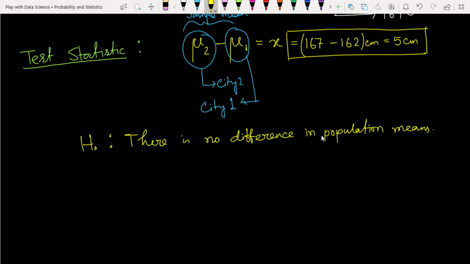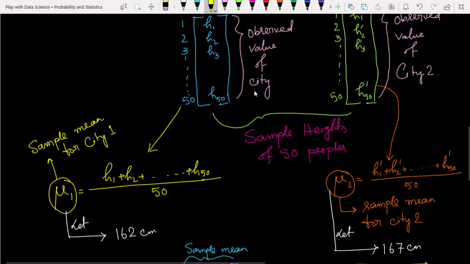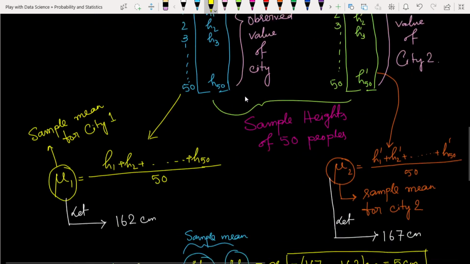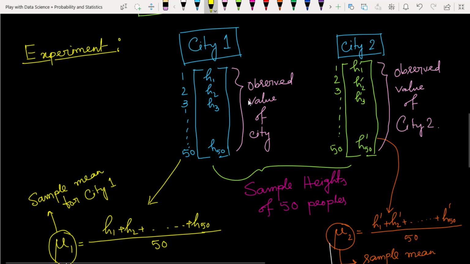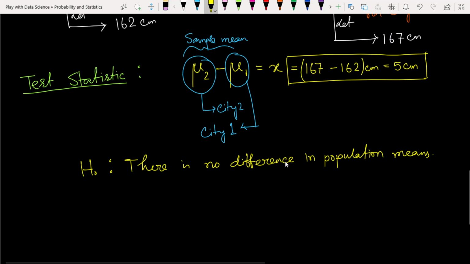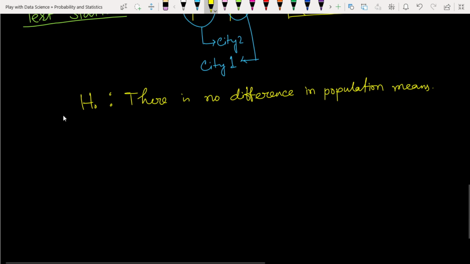This is the first thing, but we have to find the difference of the sample mean, because it is impossible to calculate the population mean for these two cities. So in designing the experiment, we have taken the sample mean, but we have assumed that there is no difference. This is our assumption. In another language, you can call this the assumption that there is no difference, which is the null hypothesis.